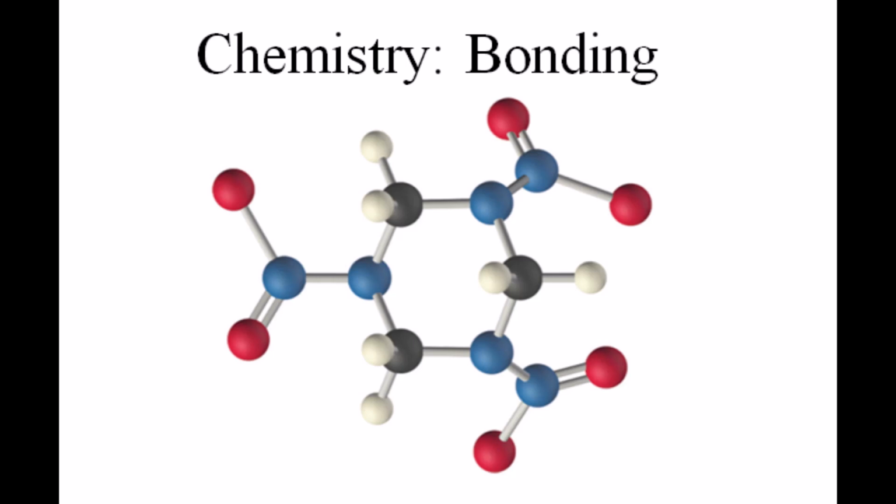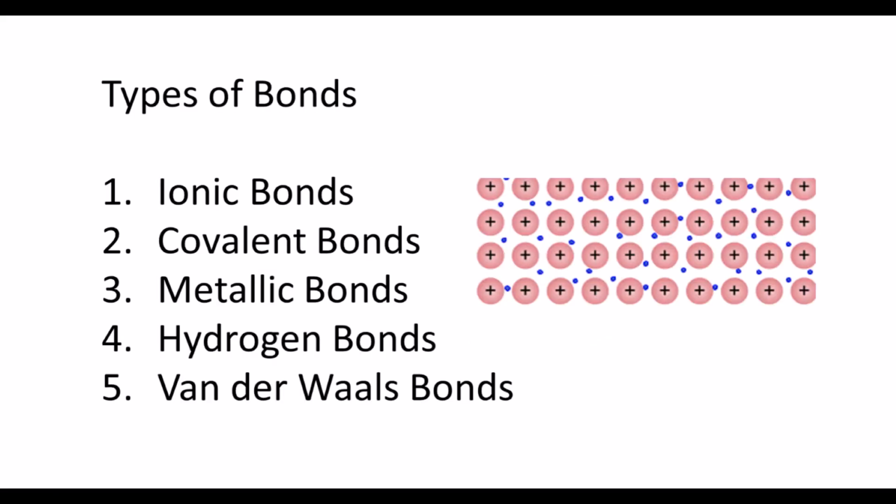Now that we have an introduction to atomic structure and the periodic table of elements, we can go on to discuss the core activity of chemistry, which is bonds and bonding. These bonds can be of 5 different types: ionic bonds, covalent bonds, metallic bonds, hydrogen bonds, and bonds formed by Van der Waals forces.